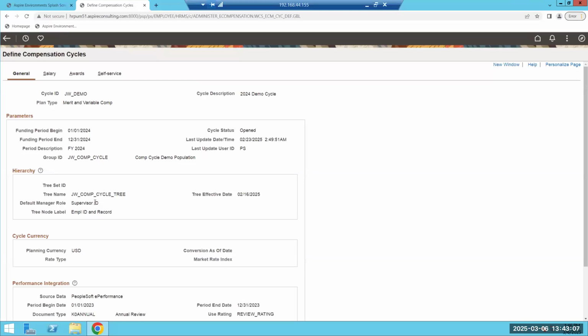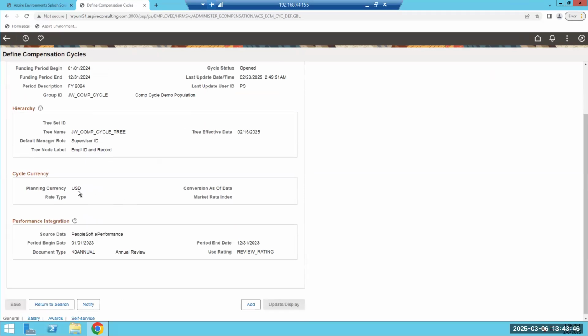allows you to say, when you build the cycle, I want each manager to automatically have access to their particular node. If you don't fill this in, then you have to manually set up access to each branch of the comp cycle tree, which most of the time is not something you're going to want to do.